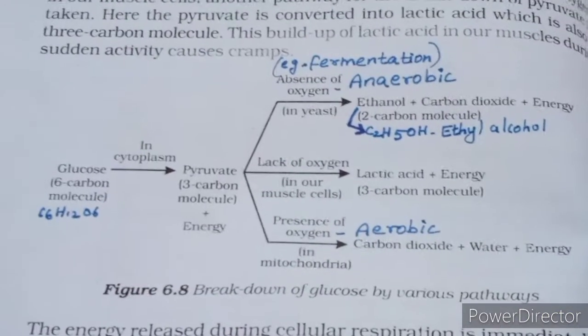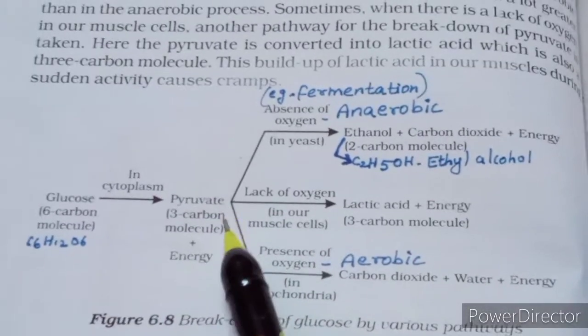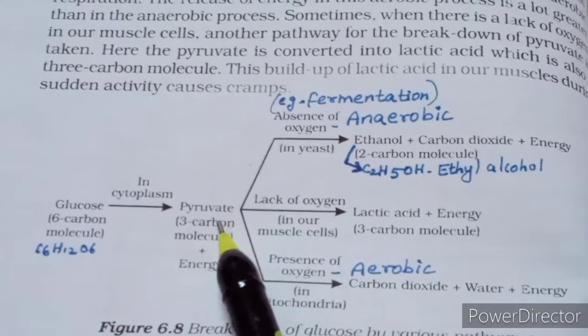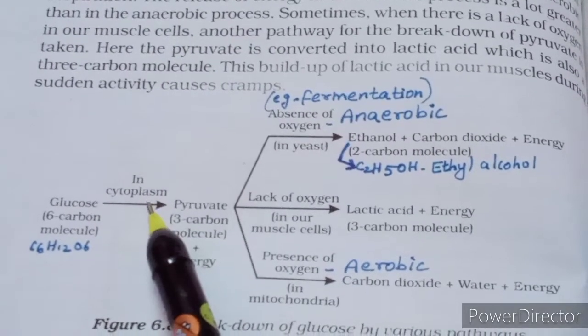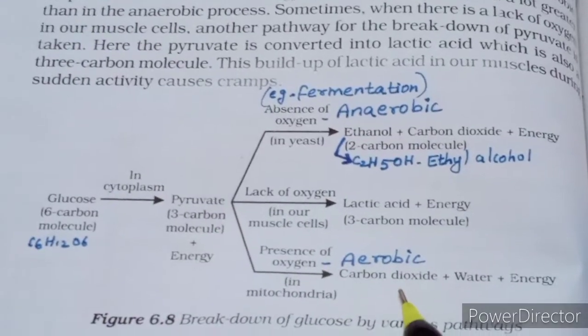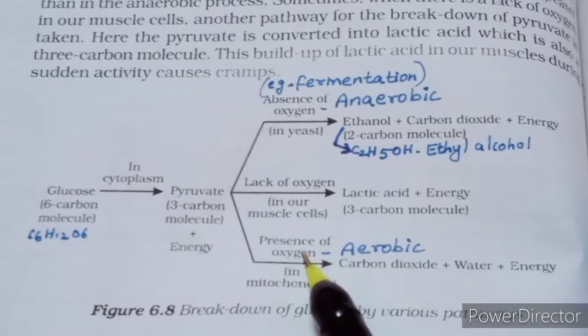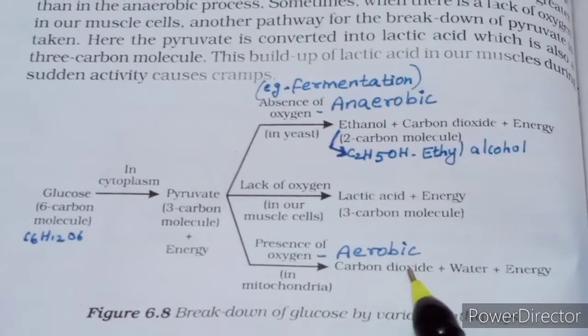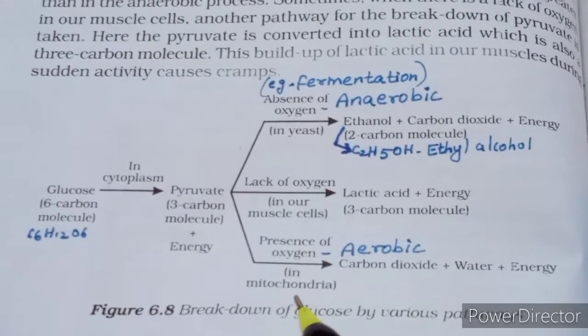Now coming to the second pathway, glucose, a 6 carbon molecule, is converted into a 3 carbon molecule called pyruvate. It releases energy. This conversion is taking place in the cytoplasm, and this 3 carbon molecule pyruvate is converted into carbon dioxide, water and energy in presence of oxygen. Hence this type of respiration is called aerobic respiration. It takes place in mitochondria.